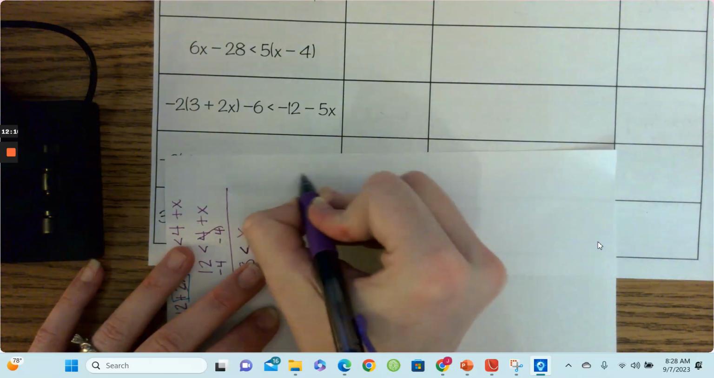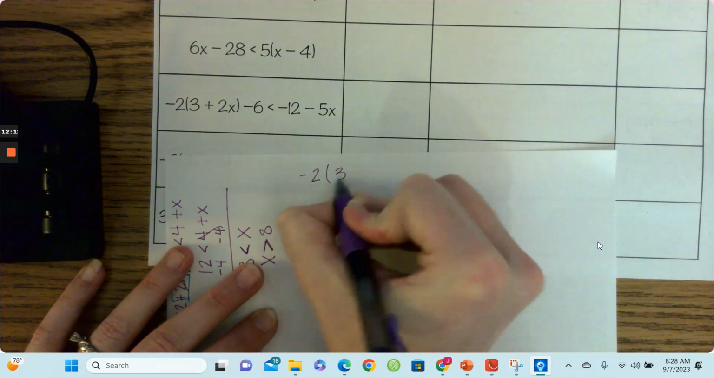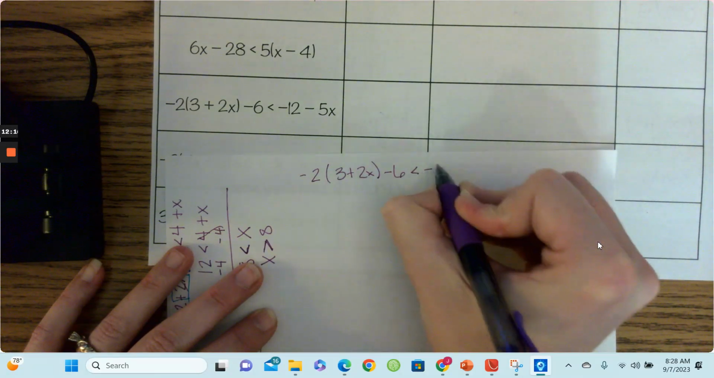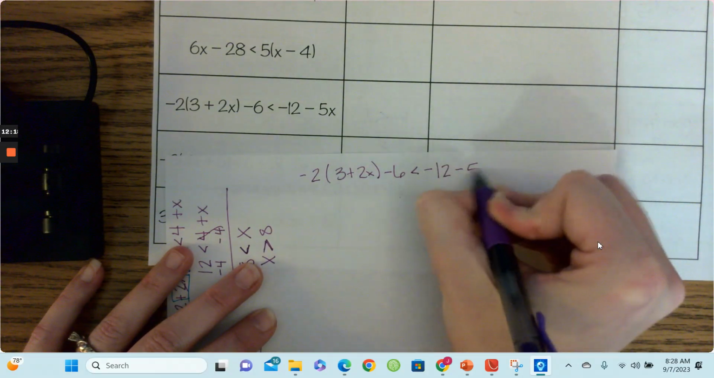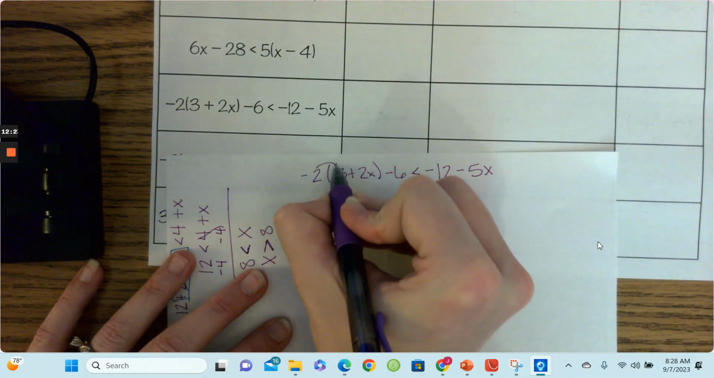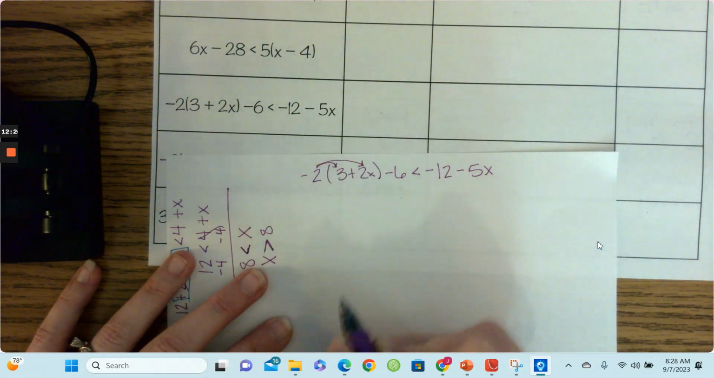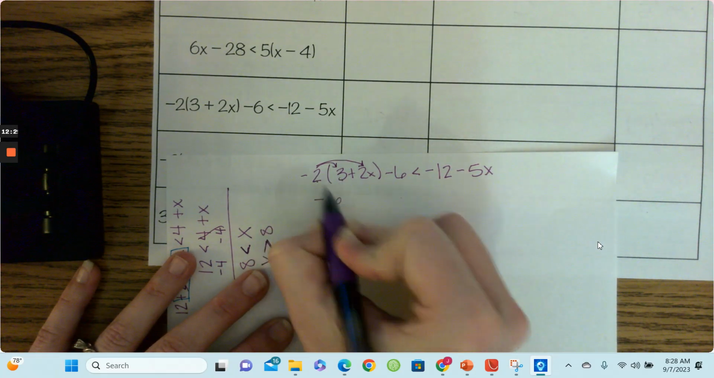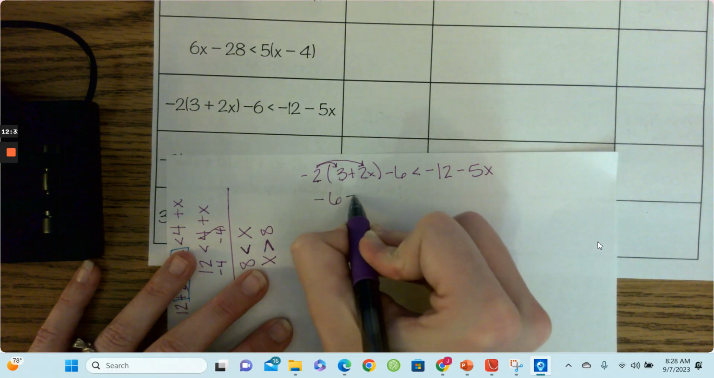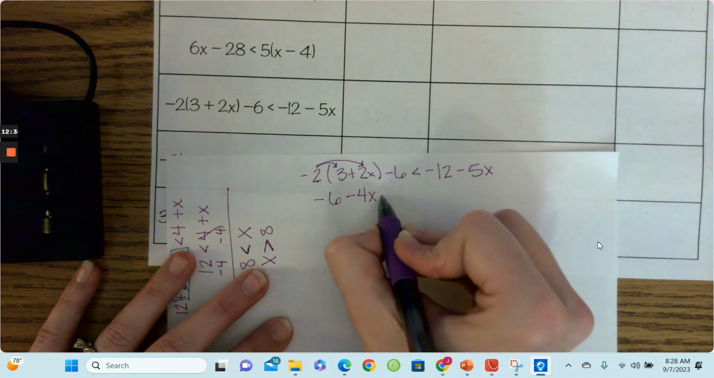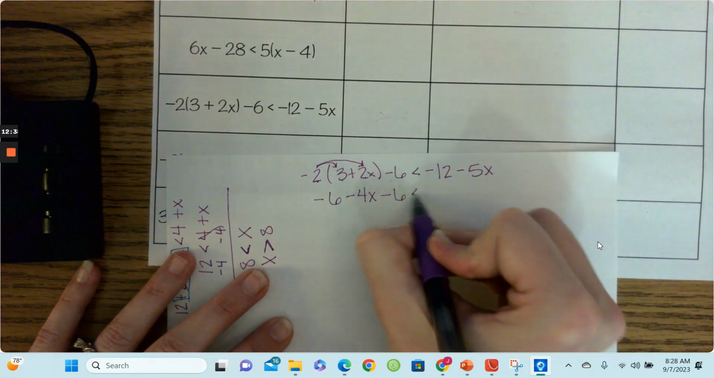All right. Negative 2 times 3 plus 2x minus 6 is less than negative 12 minus 5x. A lot to do here. So first up, distribute. Negative 2 times 3 is a negative 6. Negative 2 times positive 2 is a negative 4x. And then nothing's happening to that negative 6, so it just gets added on.